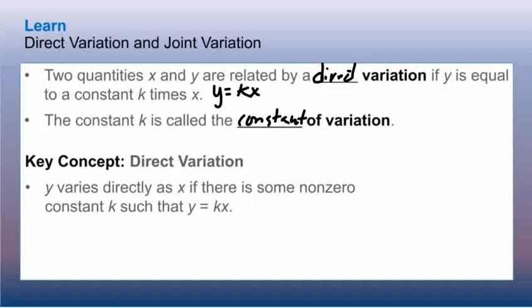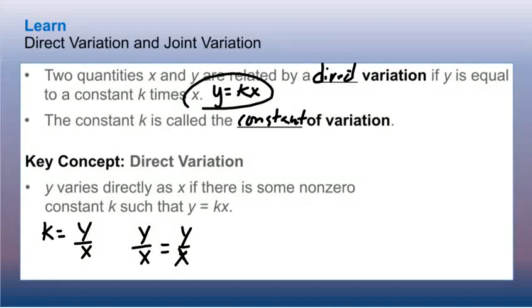When y varies directly as x, if there is some non-zero constant k such that y equals k times x, that would be direct variation. Another form of that would be if you solve for the constant, k would equal y divided by x. This you would use to find the constant. But anytime you see y equals kx, that would be direct variation.